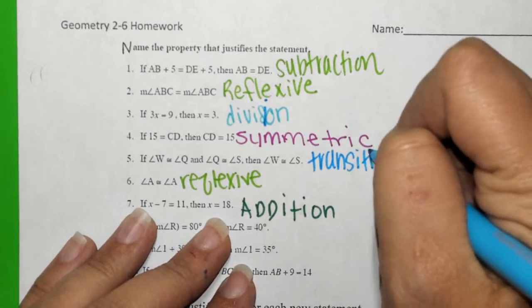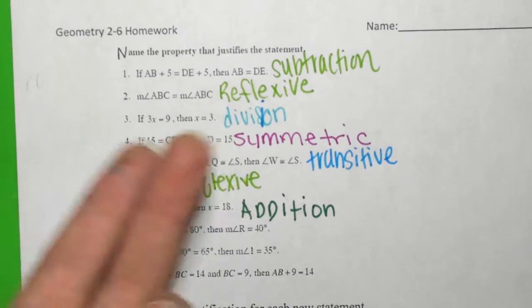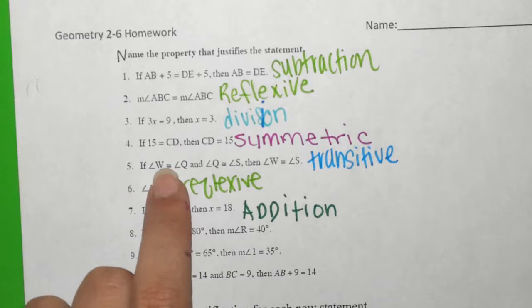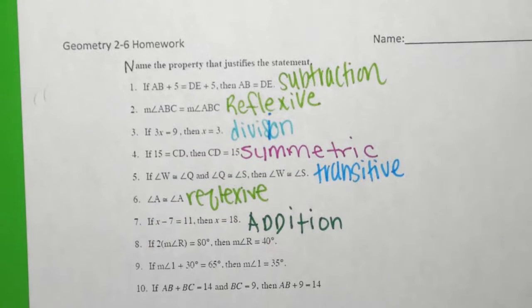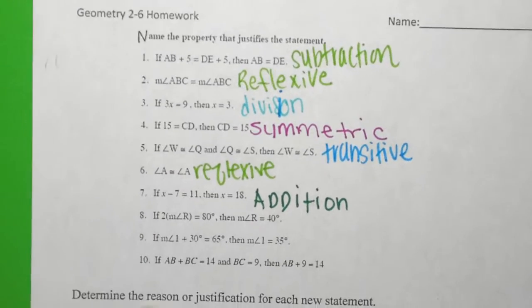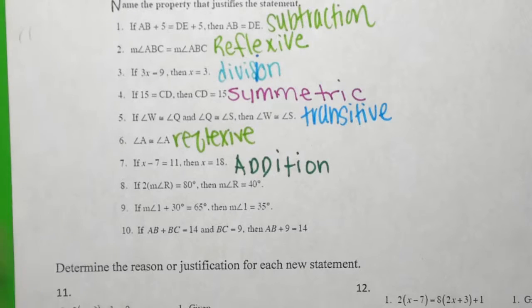All right, number 4 is symmetric. Symmetric is when they flip-flop. Number 5 is when you have 2 different things. You take out the middle. That's transitive. Number 6 is reflexive. It's the same on both sides. Number 7 they added, so that's addition.